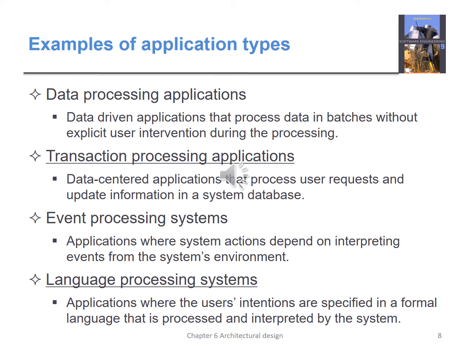Event processing system application, where system action depends on interpreting events from the system environment, like event and stimuli, event and response, kind of like the microwave oven, the one we saw in the behavioral model. And the language processing system application, where the user intentions are specified in a formal language that is processed and interpreted by the system. The language processing system is like a compiler system, and we're going to see this example shortly.